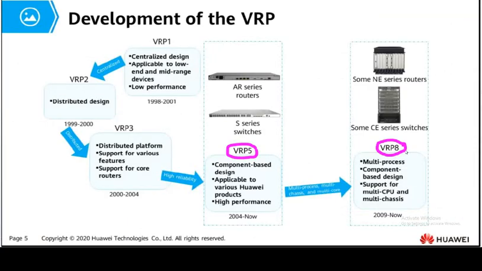So in a nutshell, VRP version 8 differs from VRP version 5 in that anytime you type a command in VRP version 5, it is executed immediately. But for VRP8, anytime you type a command, it is not executed immediately until you type another command known as commit. So how does this one work?